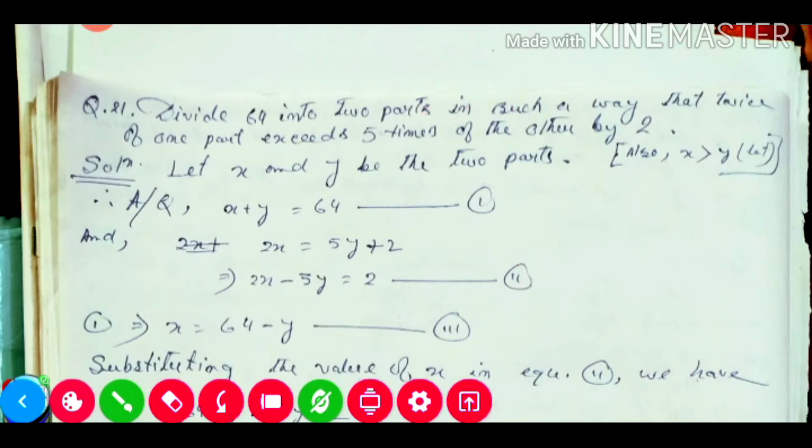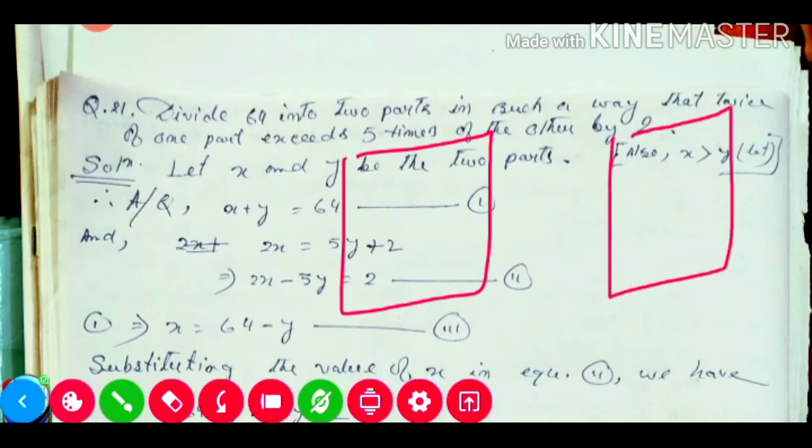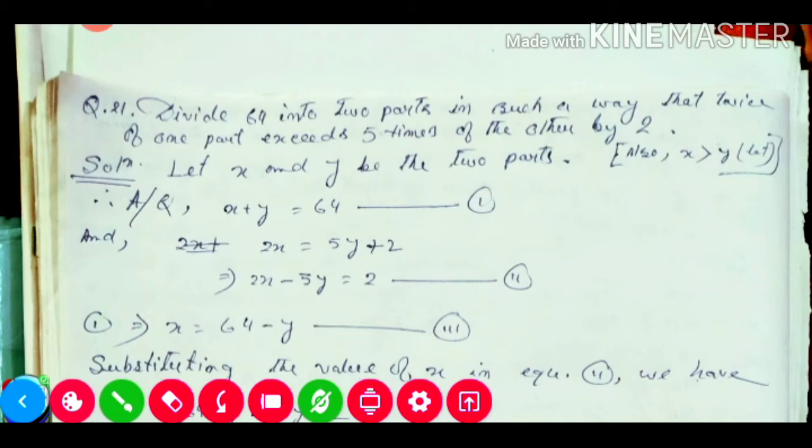Here the condition given is in such a way that twice of one part. 2 parts are there. Suppose this one is our first part, this one is our second part. If you consider this one is our bigger, this is our smaller part. So what is told is that twice of one part, that means the bigger one twice, exceeds 5 times the other.